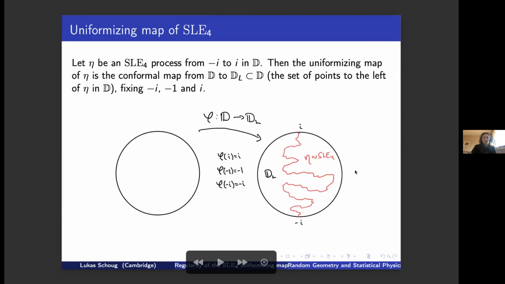So just before moving on to our first main result, we define the uniformizing map of SLE4. If you pick an SLE4 from -i to i in the unit disk, and you define D_L to be the part of the disk which is to the left of the curve, and then you pick a conformal map from the unit disk to that set D_L, fixing i, -i, and any other point. Let's just say that we fix -1 as well. Then this is the uniformizing map.